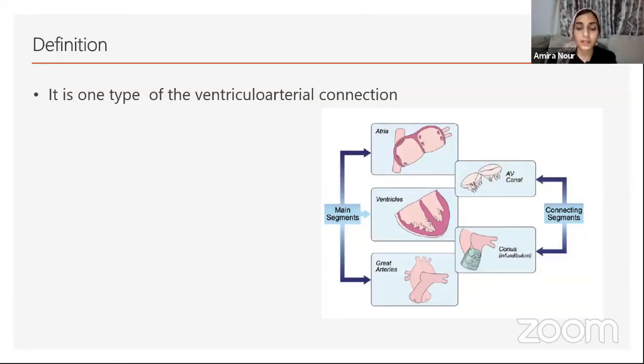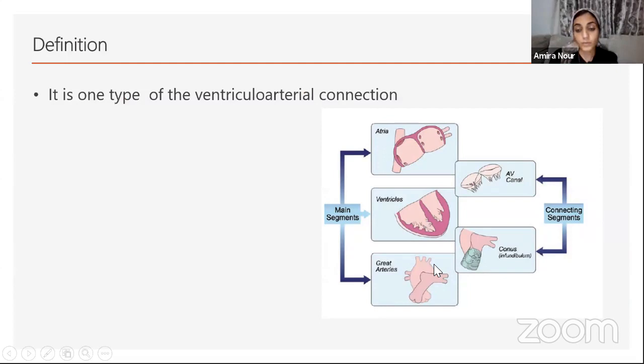First of all, if we revise rapidly the sequential segmental analysis for patient with congenital heart disease, we will find that in the double outlet right ventricle, the abnormality is in the connection between the ventricles and the conal part of the septum or the infundibular conus. So the DORV is one type of ventricular-arterial connection, and mainly due to abnormal connection between the two ventricles and the infundibular conus.